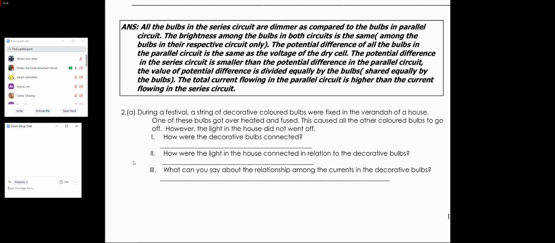How were the colored bulbs connected? Marcus? How were the bulbs outside of the house connected? Because one goes off, the whole thing goes off. They were connected in a series circuit. Very good. This was in series. Next, Marcus, how were the lights in the house connected?